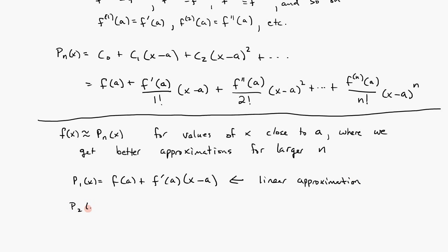And if I take P2 of x, so it's the Taylor polynomial up to the second degree term, this is called the quadratic approximation, because you're approximating a function with a quadratic polynomial.